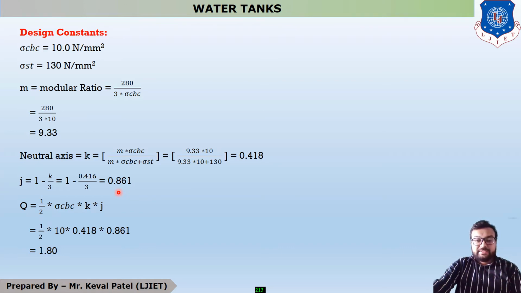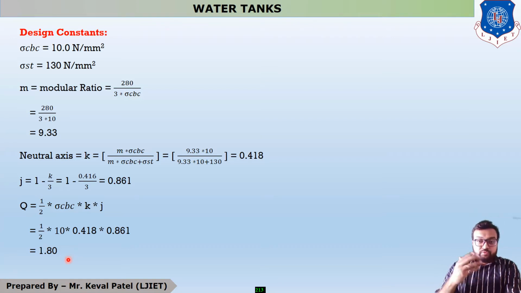And our last design constant is Q. Now what is the equation of Q? The equation of Q is 1 by 2 into sigma CBC into K into J. So students, after putting all these values, we will get our answer of Q is 1.80. So these are the design constants.